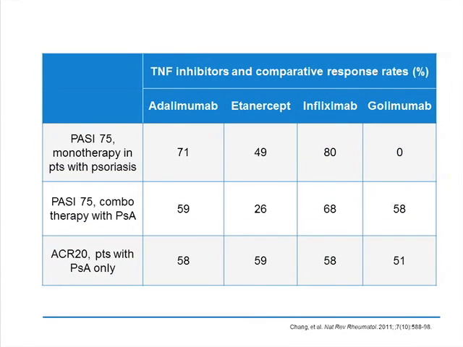In terms of comparative primary endpoint data for the currently approved TNF inhibitors, if you look at both PASI 75 responses as well as ACR20 for the anti-TNF agents, you can see that across the board, infliximab seems to be the most efficacious at about 80% PASI 75 versus adalimumab, which is 71%, and etanercept is about 49%. And if you look at ACR20s, they're quite similar across the board. So really, in terms of skin efficacy, there are some differences, but in terms of ACR20 responses, the responses are quite similar across the board.